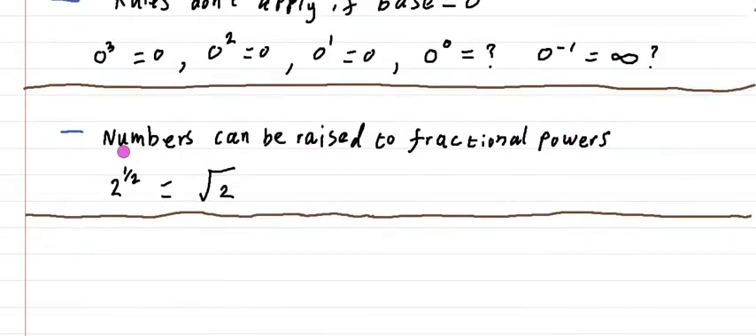And finally, we've discovered that numbers can be raised to fractional powers. So in the last video we found that 2 to the power of a half equals the square root of 2. We're going to use fractional powers in a little while, but first of all we're going to do some much more simple calculations, and we're going to use base 10.